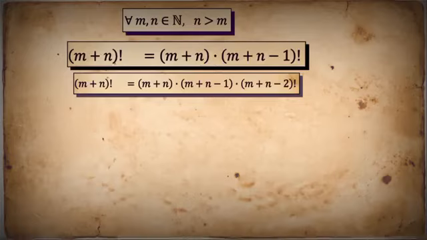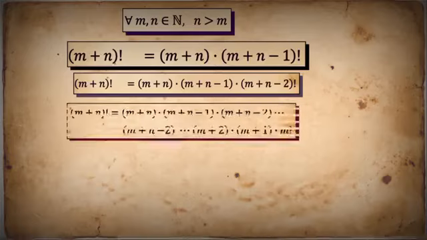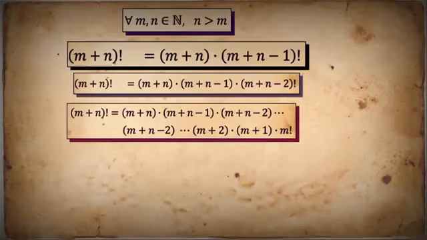If we continue applying the recurrence all the way down, stepping from m plus n until we reach m, we get a complete expansion. The product of those n consecutive integers sits in front, and the factorial of m terminates the expression.